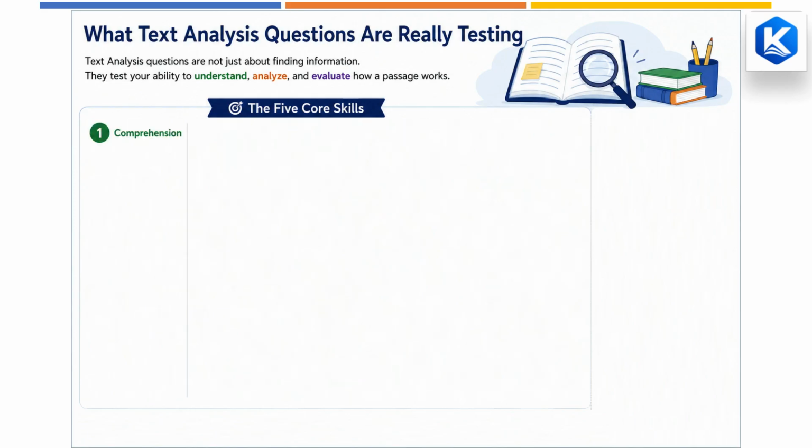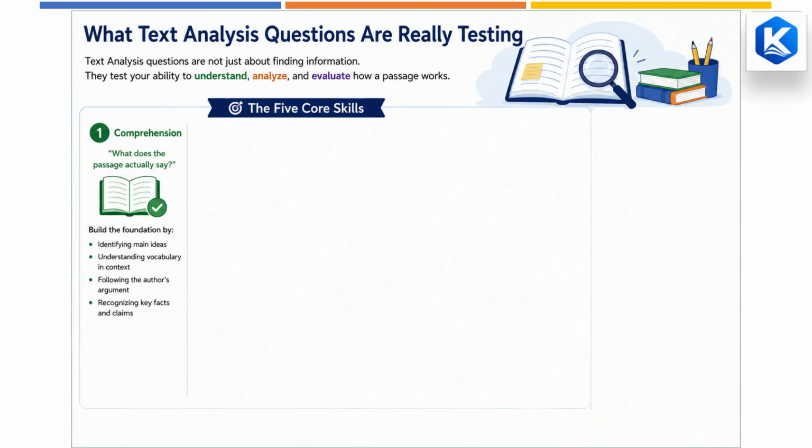The first and most important skill is comprehension. This means understanding what the passage actually says. Before you can analyze a passage, you need to understand its basic meaning. Ask yourself, what does the passage actually say? This is your foundation. Identify the main idea, follow the author's argument, understand important words in context, and notice the key facts. Before you can analyze a passage, you have to understand it.